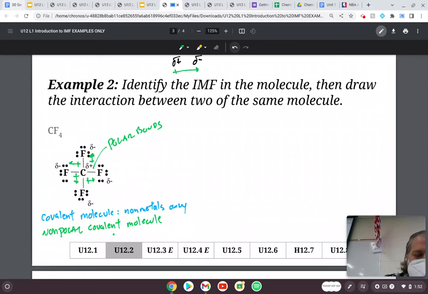And we can say it because the arrows cancel each other out.